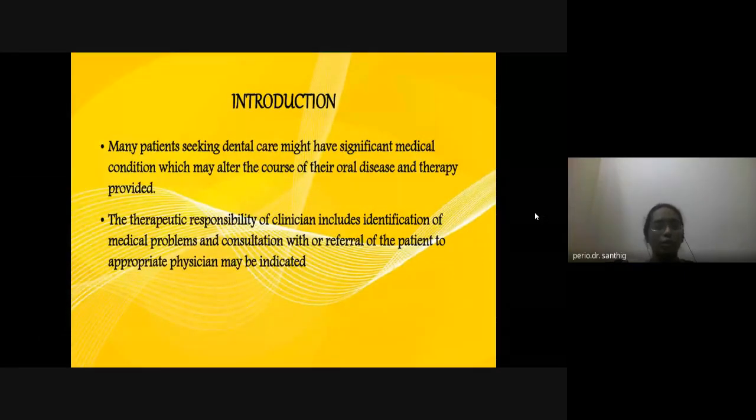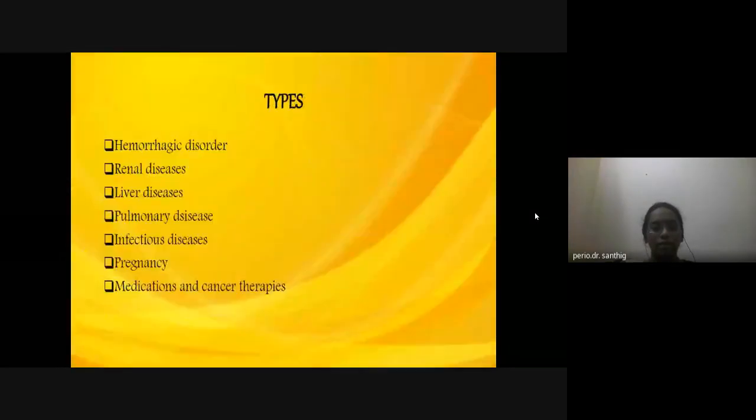The responsibility of a dentist or clinician is that we are not only identifying the periodontal disease, we should also recognize the medical condition of the patient, and we have to refer the patients to the concerned physician. Based on that only, we have to give the treatment for patients with periodontal disease associated with any systemic conditions.